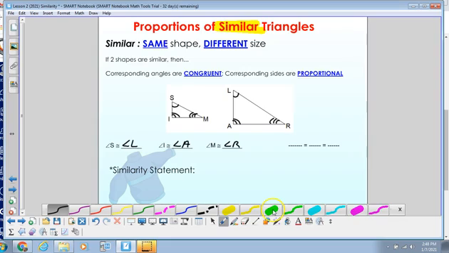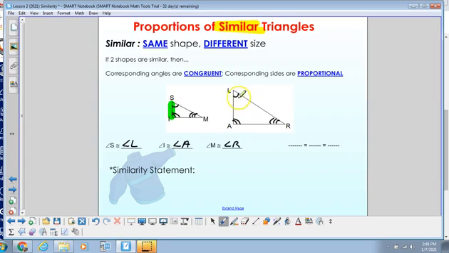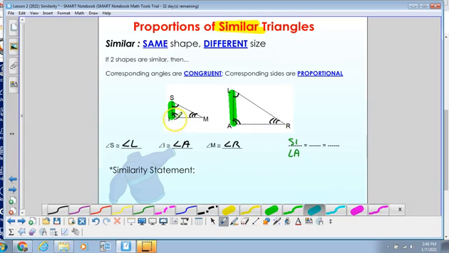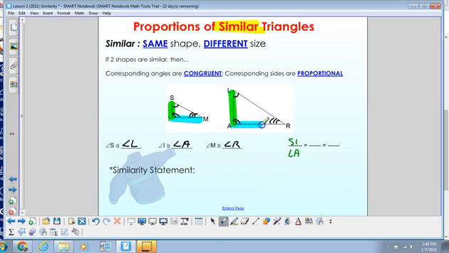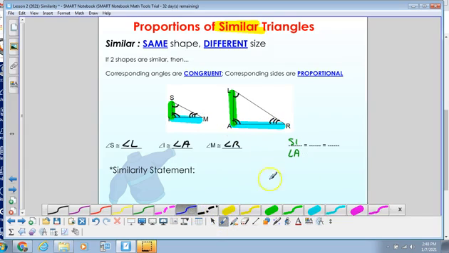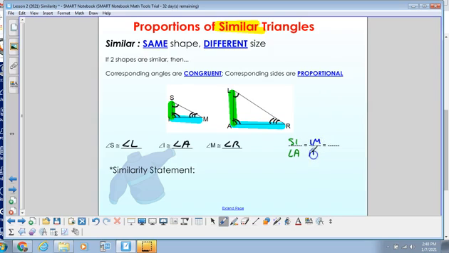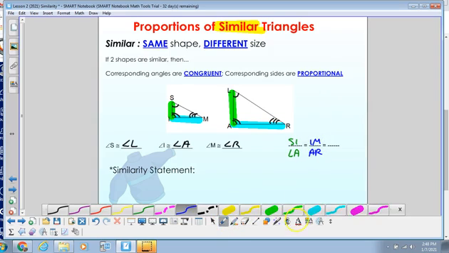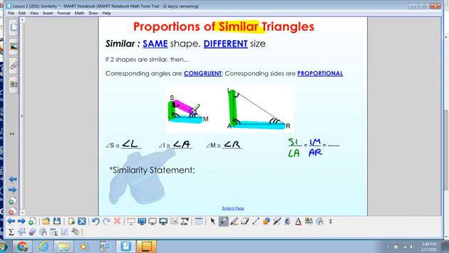I'm going to use my colors a lot in this lesson. I really strongly encourage you in this topic to use highlighters or colored pencils or markers or something as well. I'm just going to mark the sides that are corresponding. SI and LA are corresponding sides. And also we have IM and AR correspond. And also that third side corresponds. We have SM corresponds with LR.